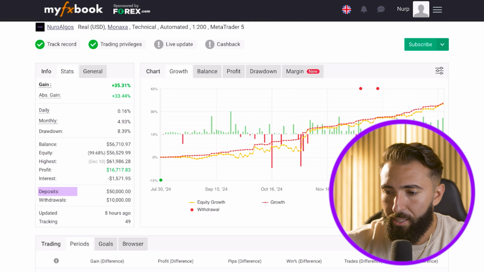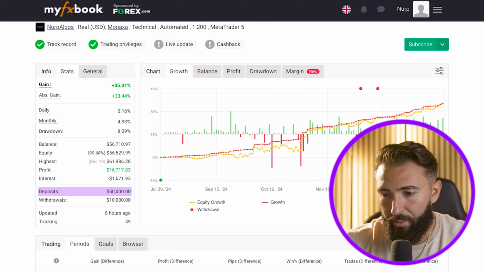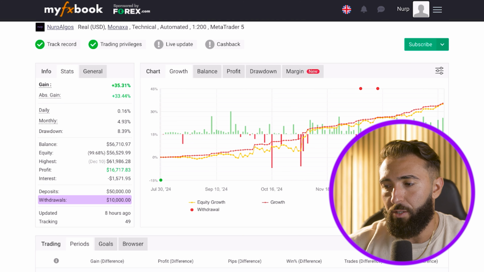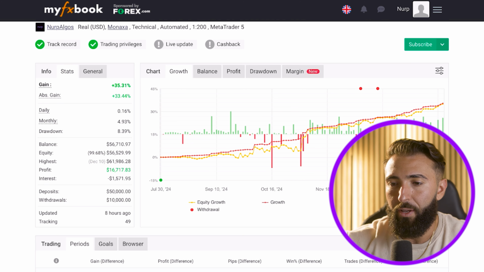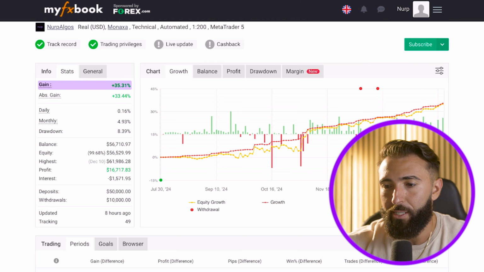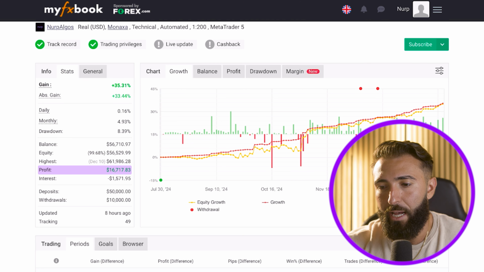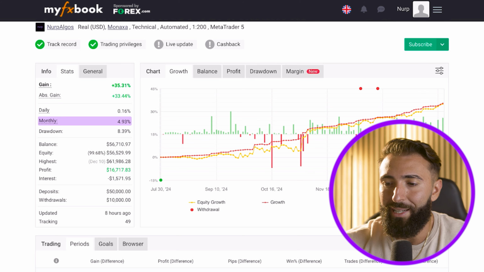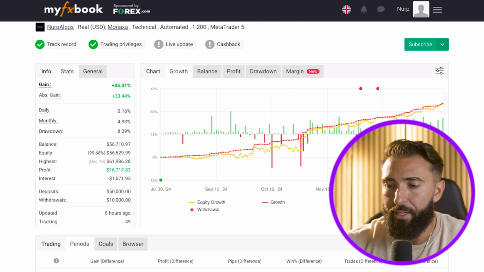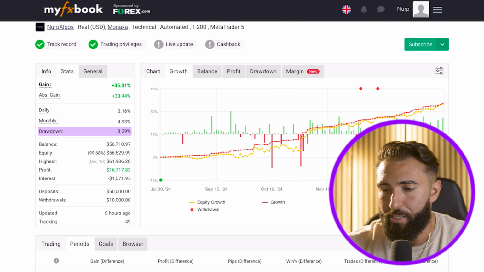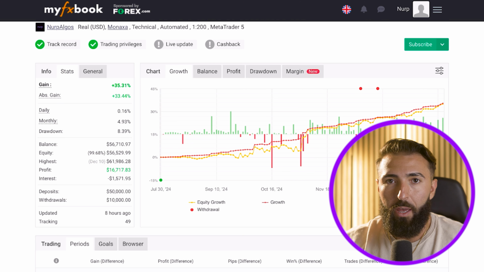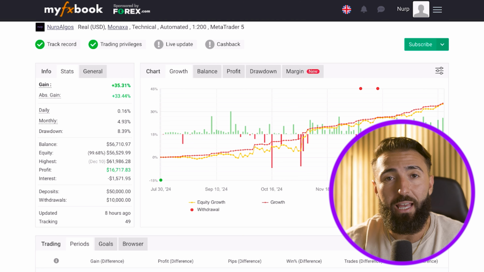This account was deposited $50,000 on July 30th of 2024, and since then, they've already withdrawn $10,000. From July 2024 to current date, which is February 3rd of 2025, the account has done a 35% gain, with a total profit of $16,717. The average monthly gain on this account has been 4.9%, and the max drawdown it's ever experienced is 8.39%. That's the backstory of this account, and I'm not going to dive into all the stats of every single account. If you do want to see that, leave me a comment below, and I'll make that video happily.